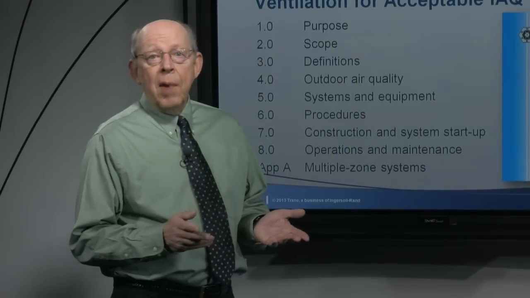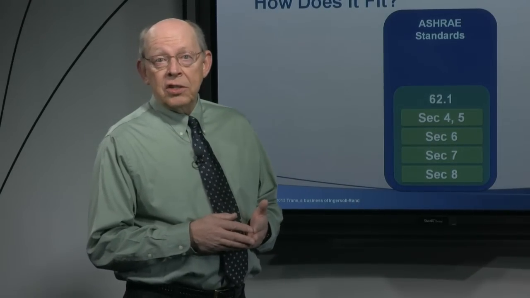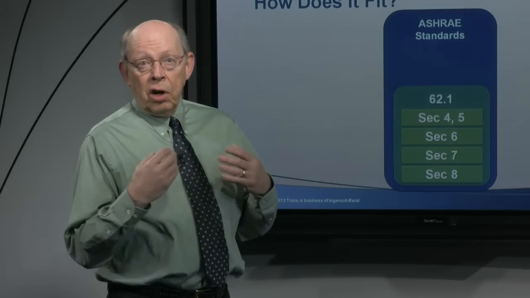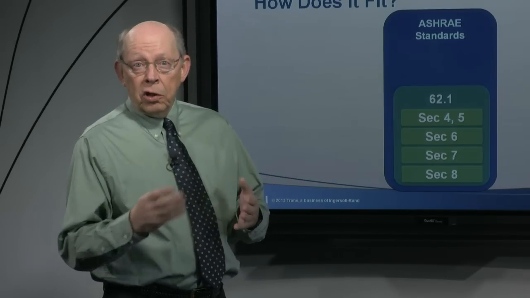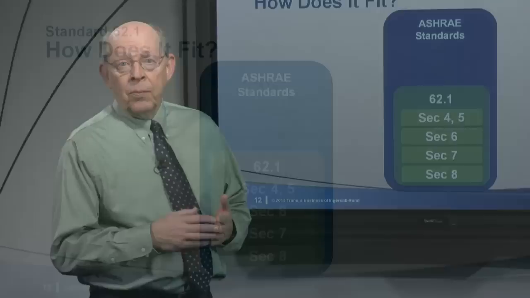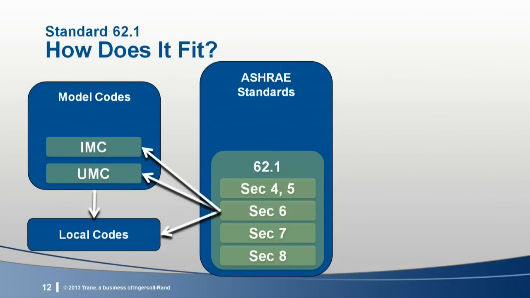The standard is written in mandatory language so that it can be easily adopted by codes and can be used as a solid technical reference document for other standards, for energy labels, and for building rating systems. This diagram attempts to show how the standard fits. First, here's Standard 62 broken down by section. Traditionally, Section 6 is most important for the model mechanical codes and many local building codes. Its ventilation rates and procedures appear in over 11,000 code jurisdictions.